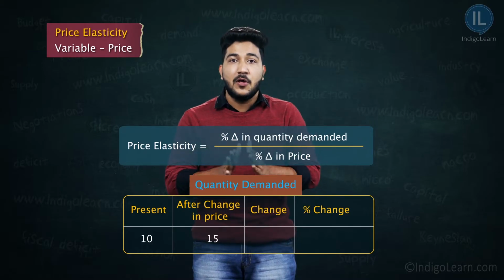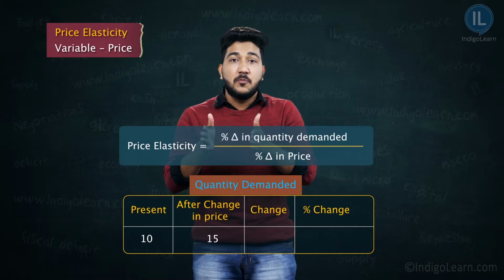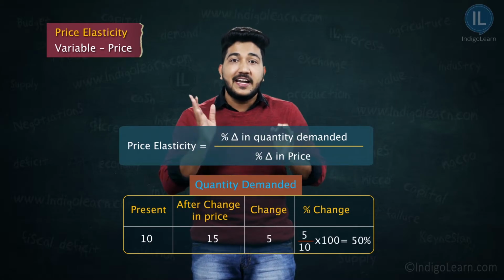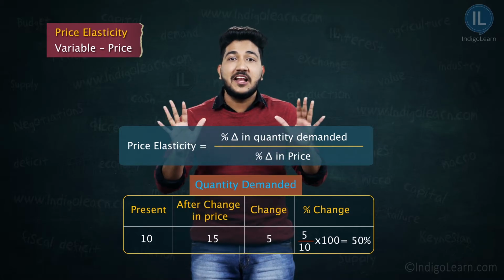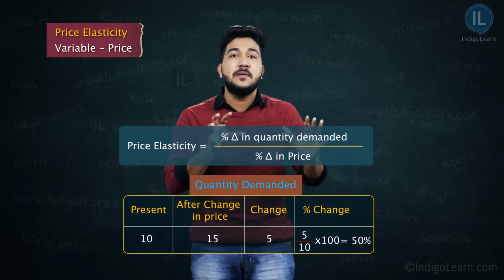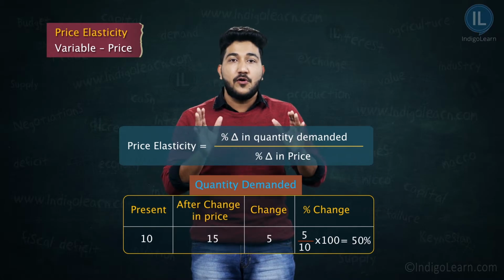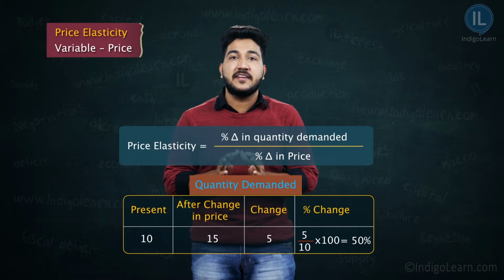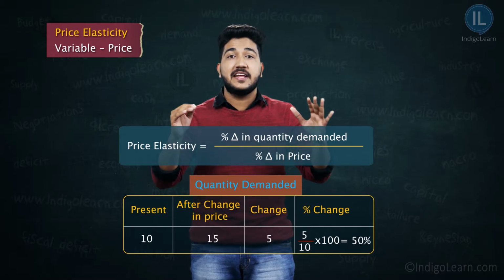In our example, what is the change in quantity? It moved from 10 to 15. So the change in quantity is 5, divided by the original quantity. Original quantity means what? From where did it move? From 10. So 5 divided by 10 into 100, you will get the percentage, that is a 50% increase.